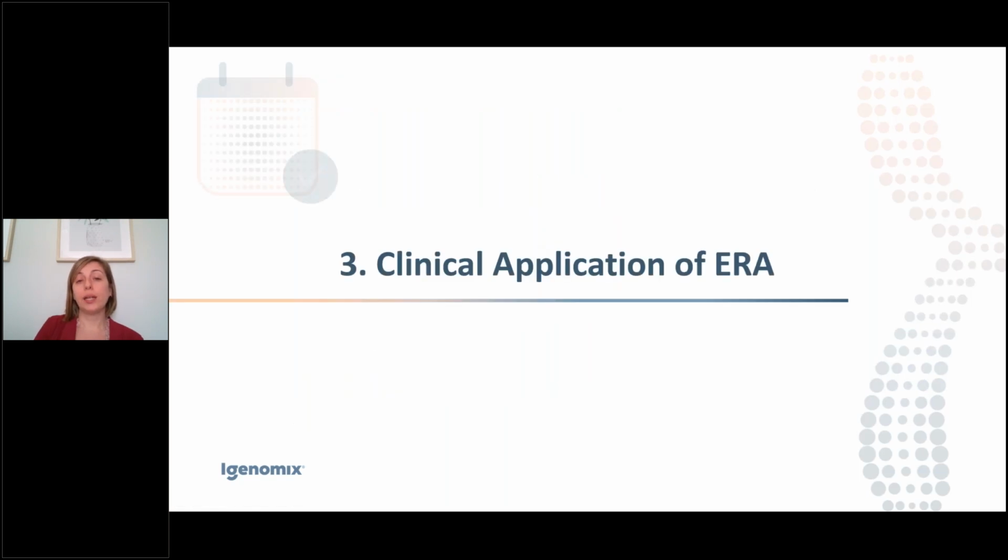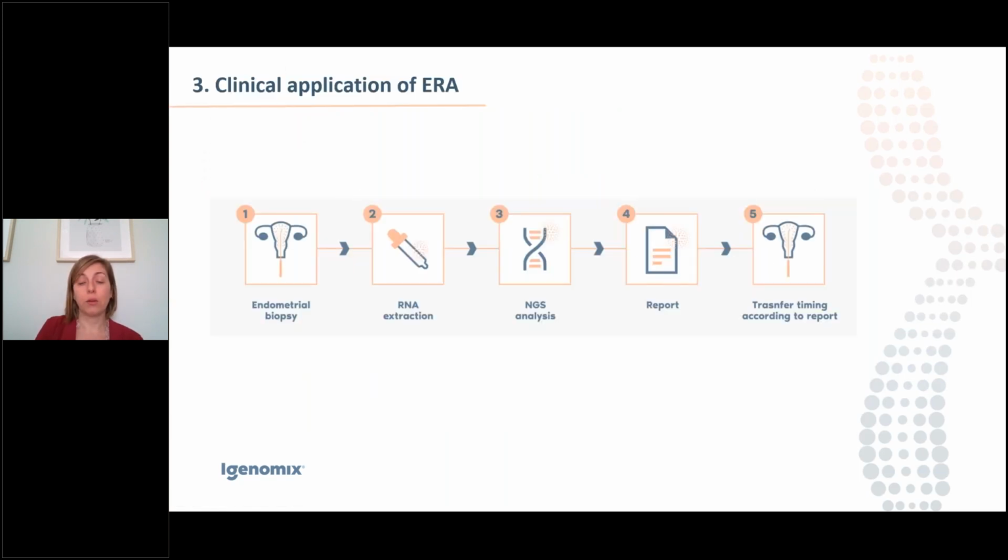So, what is the clinical application of ERA? Well, the process is very simple. It's just collecting an endometrial biopsy from the fundus of the uterus at the standard day for the window of implantation. Then we do the RNA extraction and the sequencing process, and then we release a report with the indication about how to personalize the embryo transfer or when to collect a second biopsy.